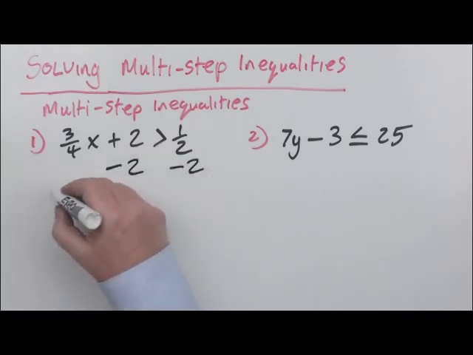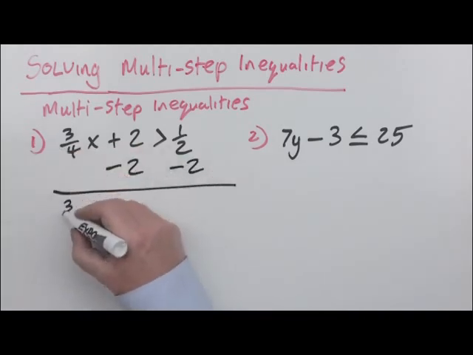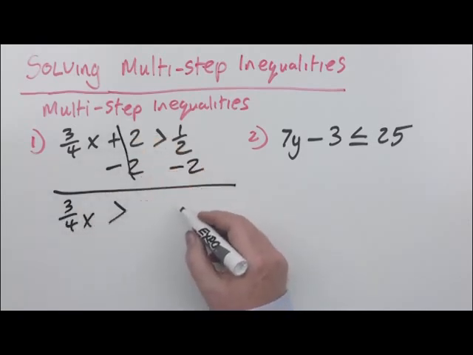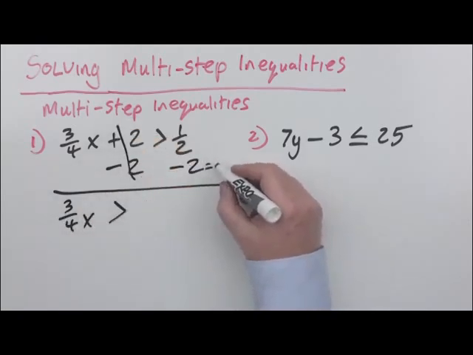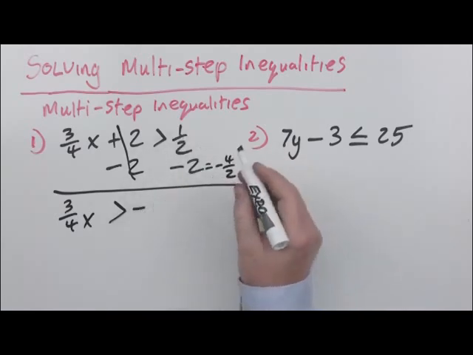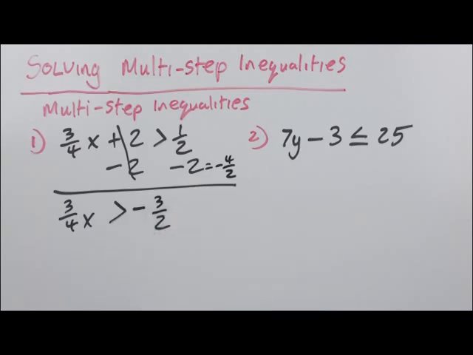But in this case, the first thing I need to do is subtract 2. So 3/4 x comes down. That's nothing. Let's see, 1/2. So that's equal to -4/2 if I make it into halves. So that would be 1/2, so that would be -3/2.